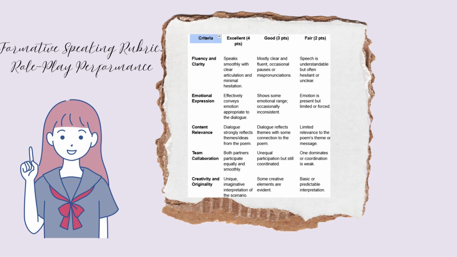This formative speaking rubric plays a crucial role in assessing students' performance during their role-play activity in the active phase of the lesson. This rubric is designed to evaluate specific speaking skills that are critical to language development and are directly tied to the competencies we aim to develop: fluency, emotional expression, content relevance, collaboration, and creativity.